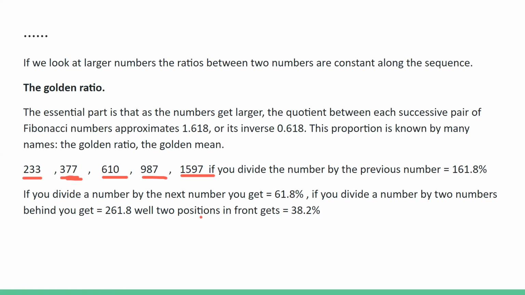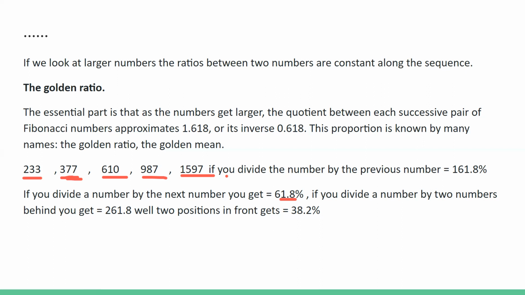So the other example is what? If you divide a number by the next number, you get 61.8. Now I'm just showing you how the ratios come about. If you divide this number by this, 377 by 610, you get 61.8. The same applies to all of them, guys, all.